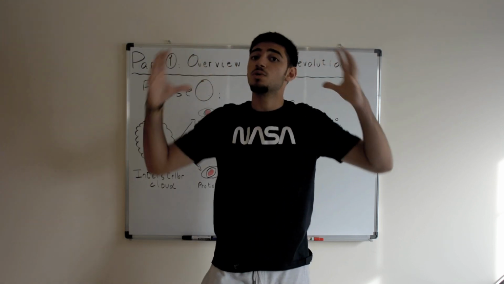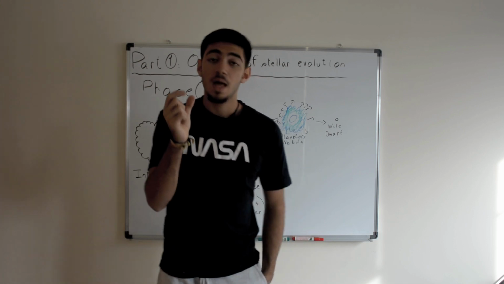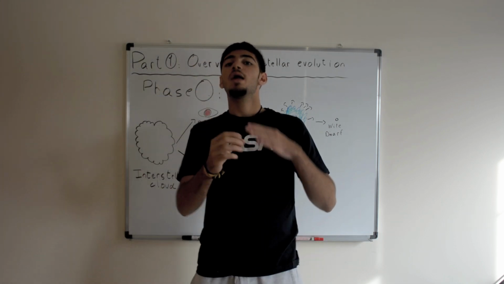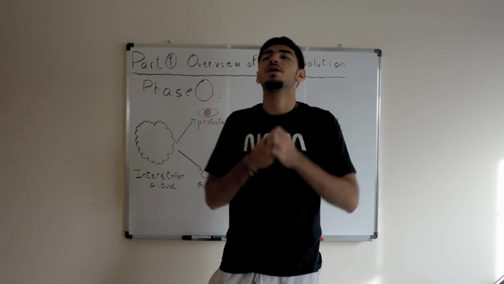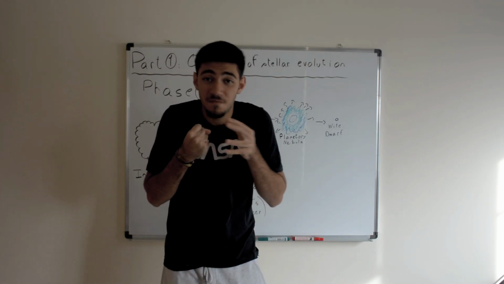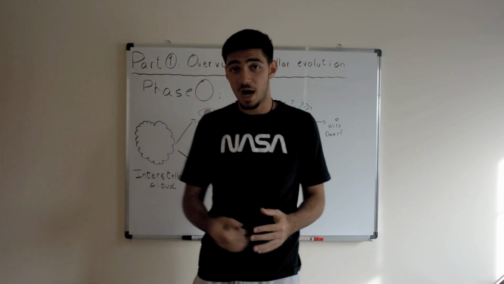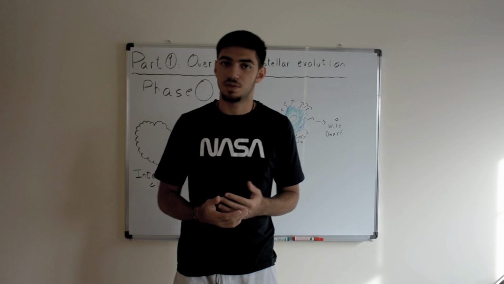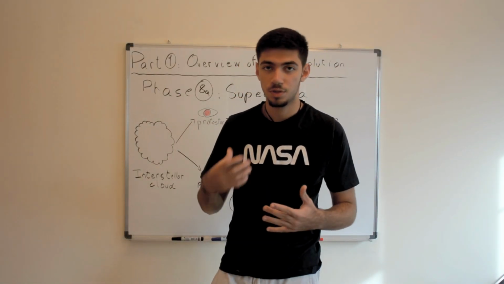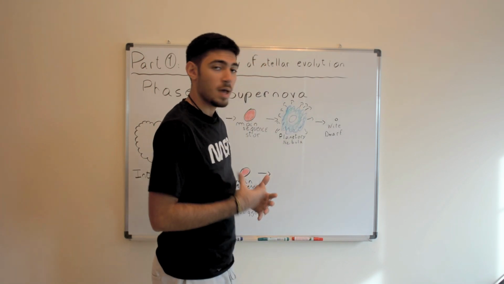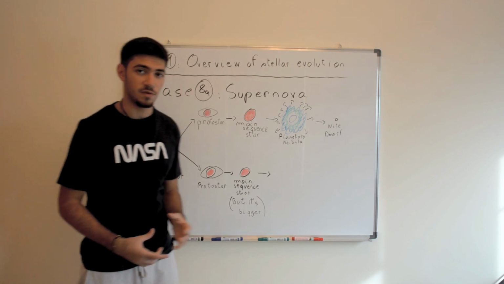So we're going to have an outermost shell of hydrogen, followed by a layer of helium, and then a layer of carbon, and then a layer of oxygen, and then a layer of silicon, and then finally a very, very hot and very dense core of iron. And this is what makes a high mass star different than a low mass star. Iron production is the last thermonuclear process able to produce energy. Any further process will result in what is known as a supernova.